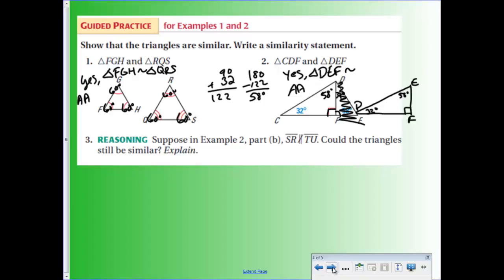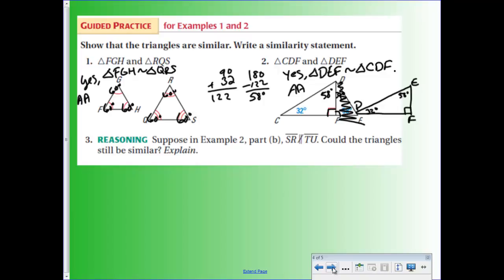is similar to CDF. Some of you may have not started at D. You may have said triangle EFD is similar to DFC. The part that is the most important is that D and E have to match up, F and F have to match up, and C and D have to match up. So when you write your letters, they have to match. You guys know that, but just don't forget that.